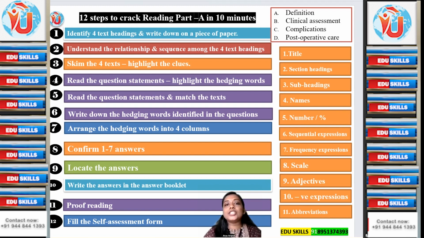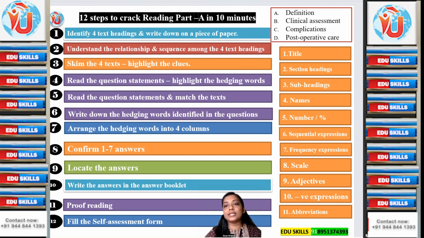Then understand the relationship and sequence among the 4 text headings. You have to understand the sequence, what each text contains, and what the relation is. Then skim the 4 texts and highlight the clues. You have to skim, and I told you already what you have to skim.